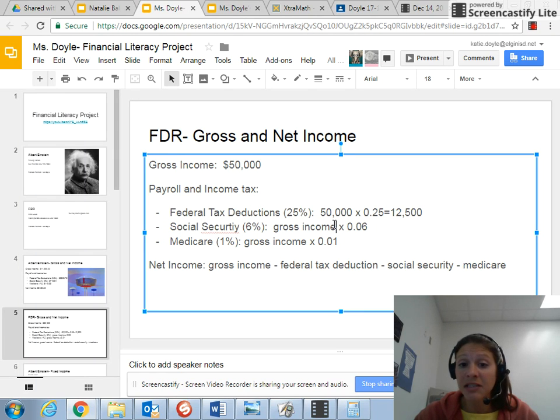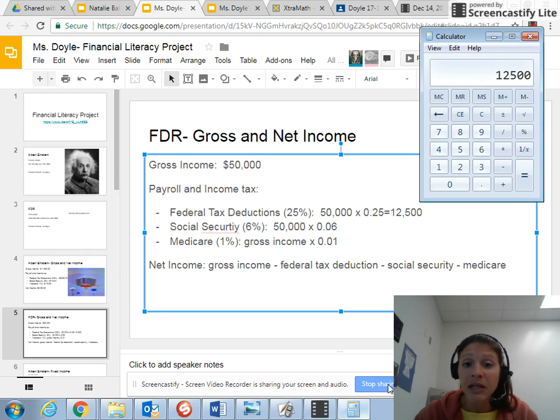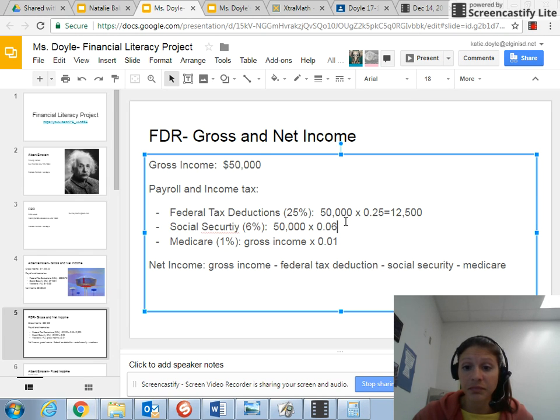Now I'm going to do the same thing for my Social Security. Remember, this is all the money you pay now, and then you get it back when you retire. So I'm going to do 50,000 times, here's where everybody gets confused, 0.06. So two significant decimals. My answer is 3,000.